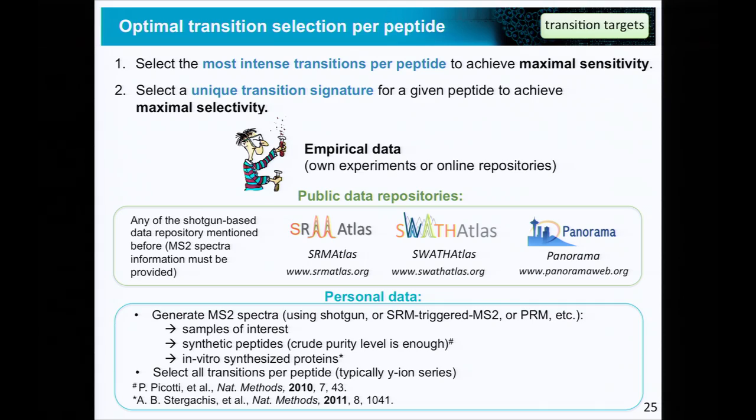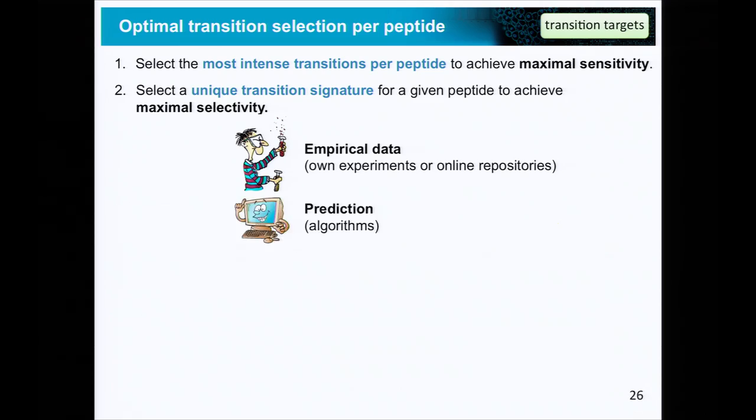And people do this survey analysis by using either of these approaches, either again on the samples of interest, or they work with synthetic peptides, because then you increase the chance that you will get good quality MS2 spectra, or they use in vitro synthesized proteins, or, your last option, select all transitions per peptide in a survey analysis, measure them all, and after this measurement you will know what are the most intense ones for you to work with. But again, here usually people work with a Y-ion series exclusively, and this can only be done for a few peptides but not on large scale.